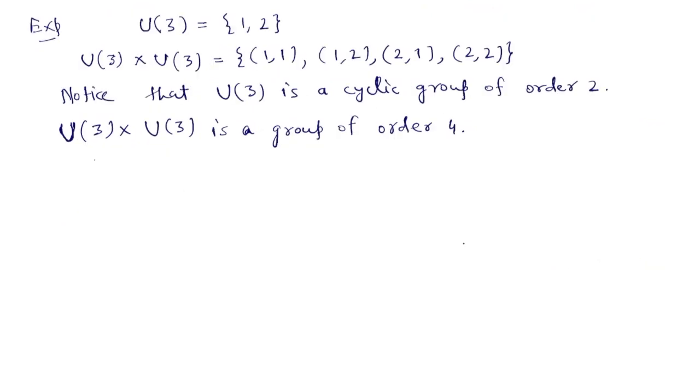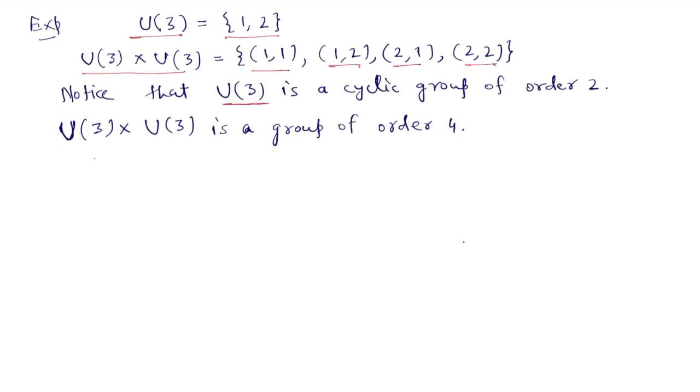Let us consider this example. In this example, we are taking the group U3. U3 consists of positive integers which are less than 3 and co-prime to 3. So it consists of two integers 1 and 2. U3 is a cyclic group of order 2 generated by 2. Now if we take the cross product of U3 with itself, then we get these four elements (1, 1), (1, 2), (2, 1) and (2, 2). So U3 cross U3 is a group of order 4.